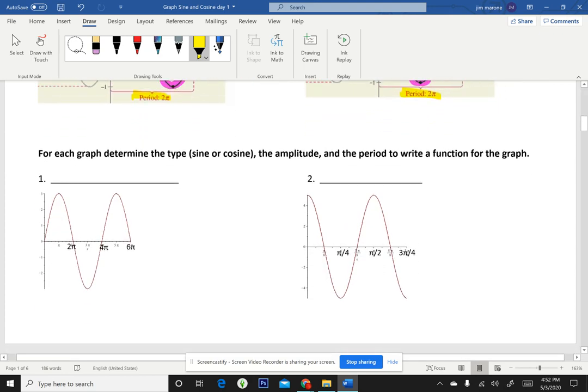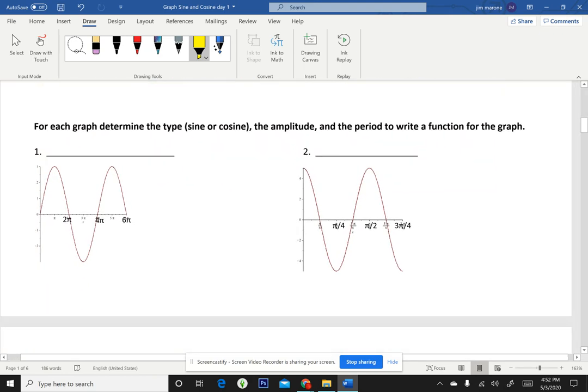What we're going to do is determine what type of graph this is, a sine or a cosine. We're going to find the amplitude, and then we're going to write a function for the graph. First we have to see if it starts at (0, 0) or (0, 1). If it starts at (0, 0), it's going to be a sine wave. It goes up, down, and back up for one full cycle or period. So we know this is definitely a sine graph.